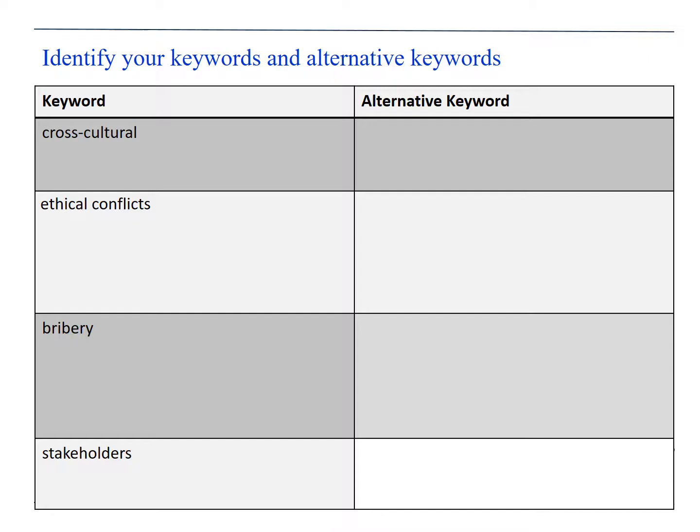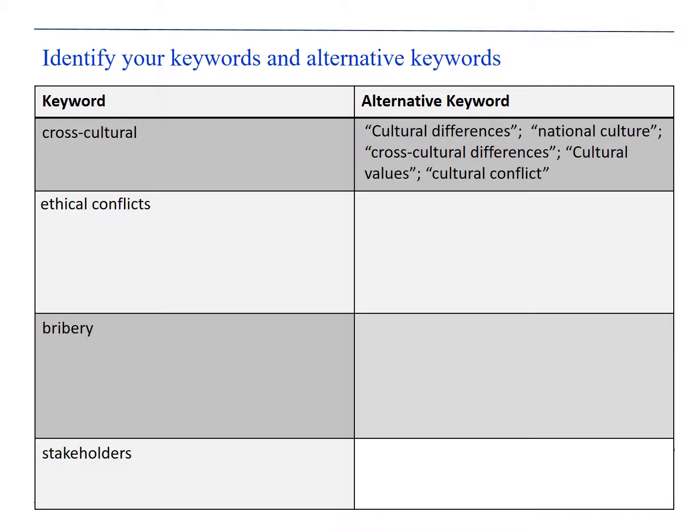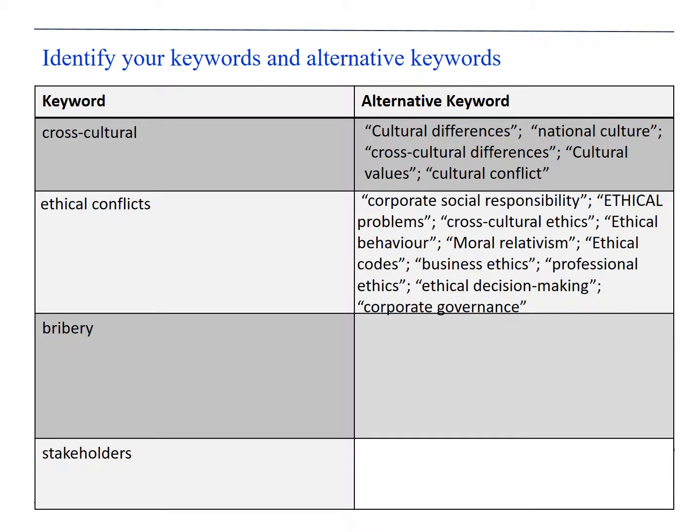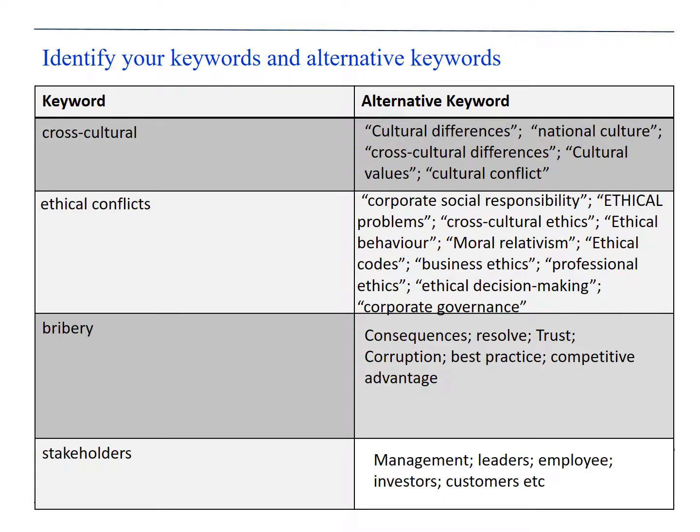So when we look at the question, here are a few keywords that you could use: cross-cultural, ethical conflict, bribery, and stakeholders. So cross-cultural is also known as cultural differences, national culture, cross-cultural differences, and so forth. Ethical conflicts, corporate social responsibility, ethical problems, cross-cultural ethics, and there's a few others listed there. Bribery can also be known as consequences, resolve, trust, corruption, and stakeholders can also be known as management, leaders, employees, investors, customers, and so forth.